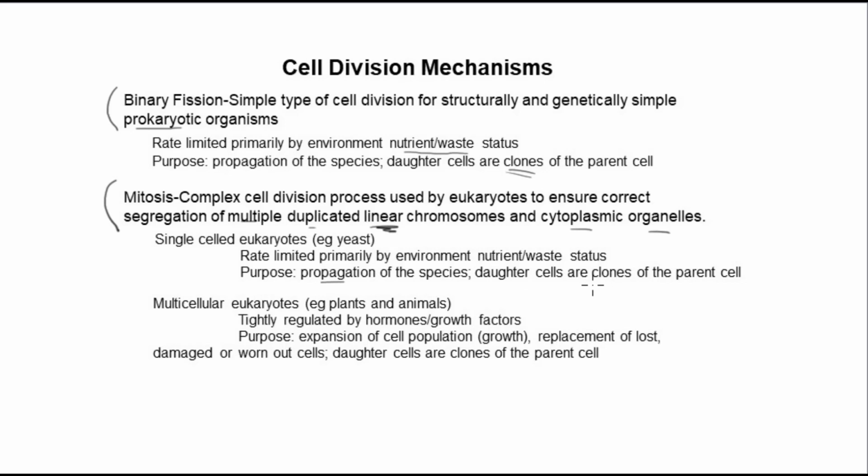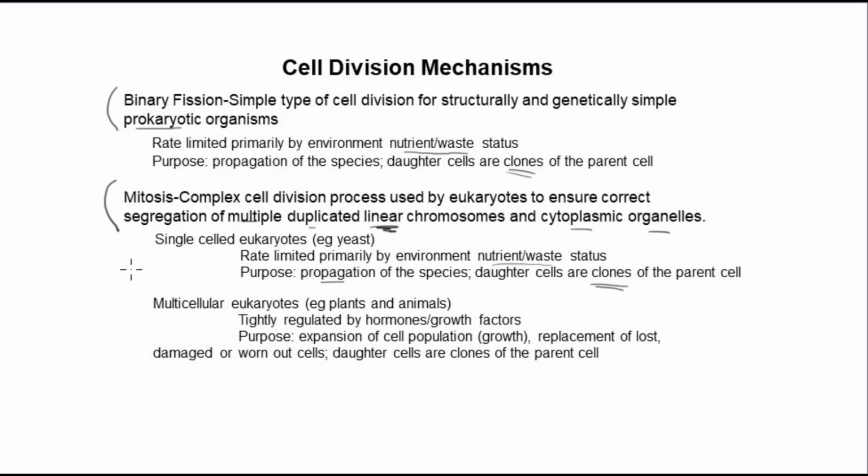And just like we saw with binary fission, mitosis is going to be asexual reproduction, so the daughter cells are actually clones of the original parent cell. Like we saw with our prokaryotes undergoing binary fission, the rate of mitosis in this example is rate limited primarily by environmental conditions, so as long as nutrients are plentiful and wastes aren't in excess, then single-celled eukaryotes like yeast will be able to continue to divide through mitosis.